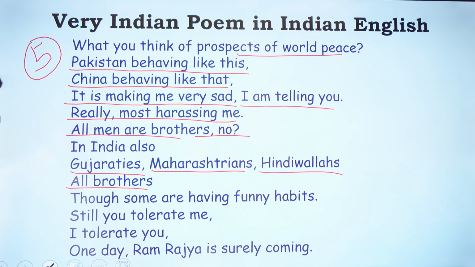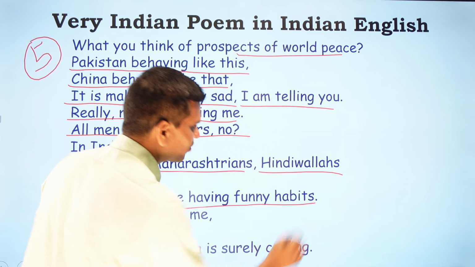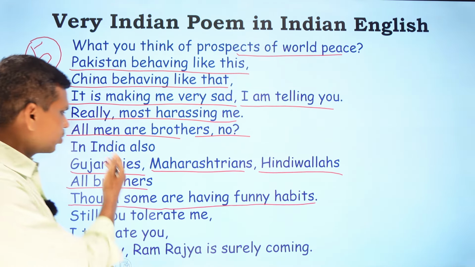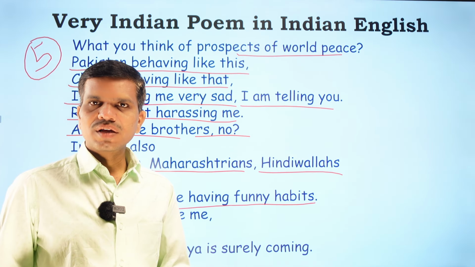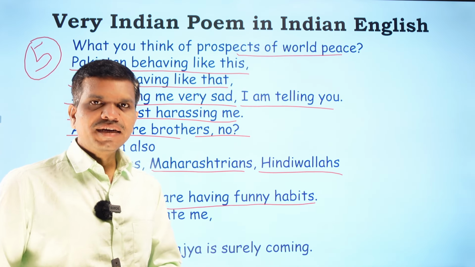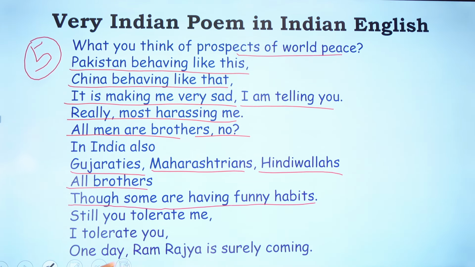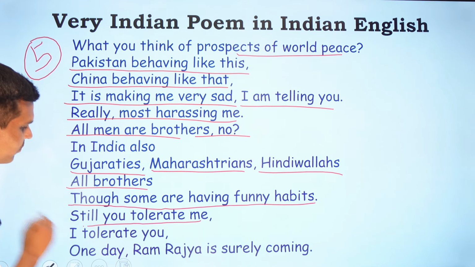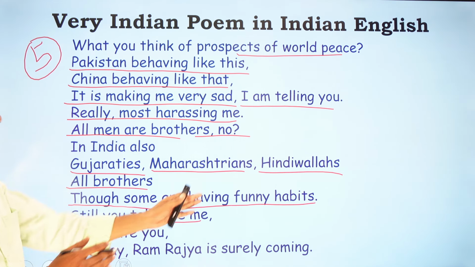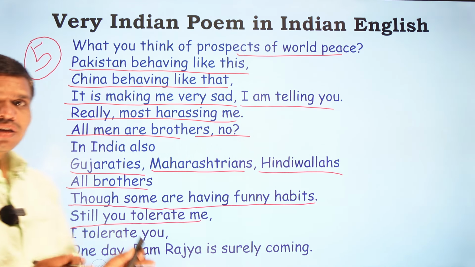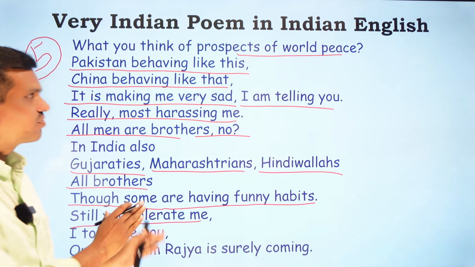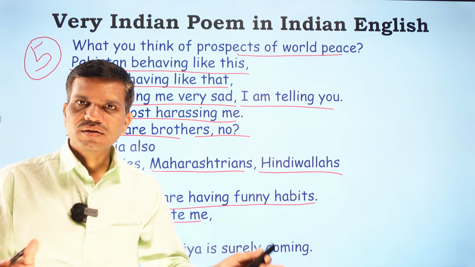All brothers, we all are brothers. Though some are having funny habits, still we are united as India or as Indians. So though there are Gujaratis, Tamilis, Maharashtrians, Hindi walas, Keralas, different types of cultures, still we are united as India or Indian masses. Still you tolerate me. There are different types of cultures, different states, and these states have different habits. We can say that some people have funny habits, but still we tolerate all those funny habits because we are Indians. So the same kind of thing should be in the world canvas.